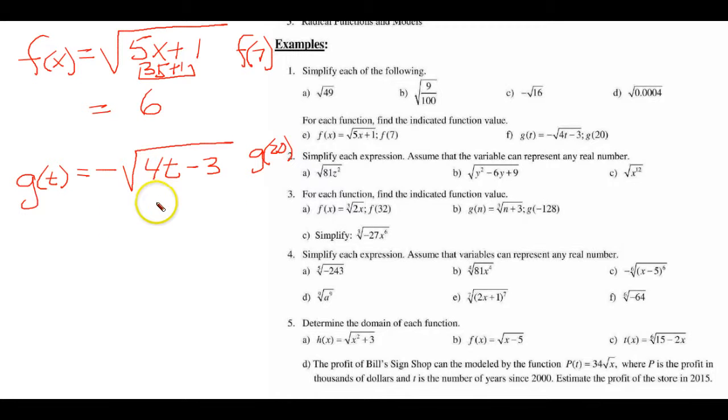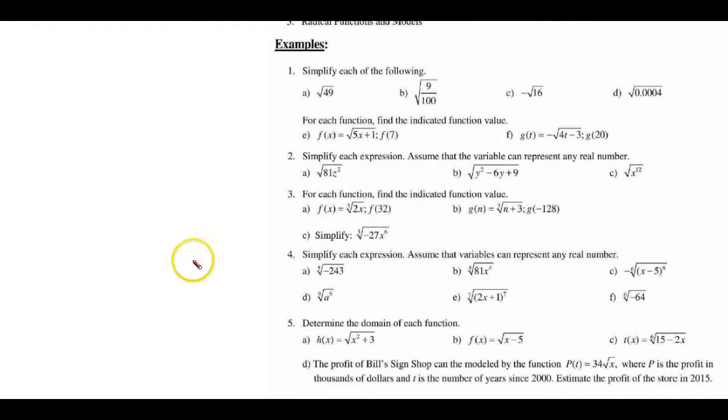And here we're going to put a 20 there, so this is 4 times 20 is 80 minus 3 under the radical sign. So this becomes a negative square root of 77. So again, nothing too difficult yet. Let's continue.